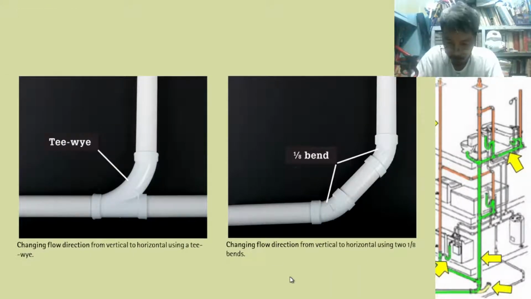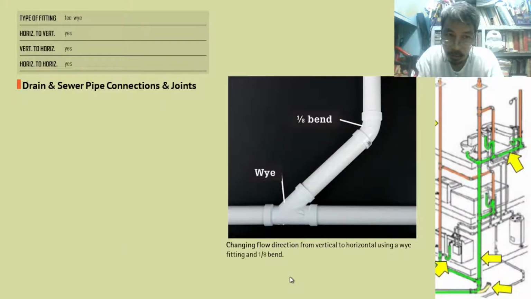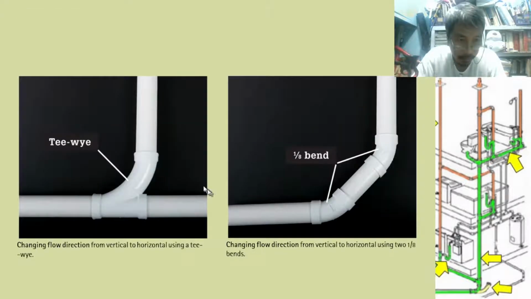We want to familiarize ourselves. Again, take a look. Drain and sewer pipe connections and joints. How to connect the drain and sewer. It could be the drain or sewer, connected with this, connected with this, connected this one. How to connect with what? This is TY. This is what we call TY. Also a good connector, with minimum obstruction, from vertical to horizontal.